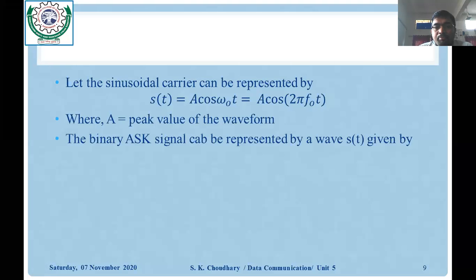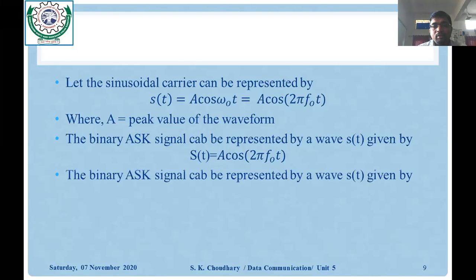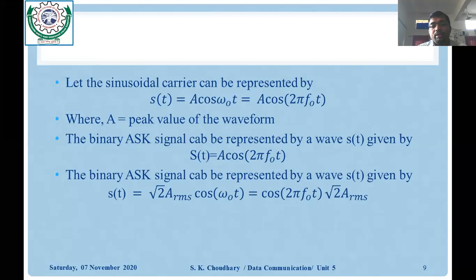Where A is the peak value of the waveform, and the binary ASK signal can be represented by the wave s(t) given by s(t) = A cos(2 pi f naught t). Only the amplitude is modified according to the value of the incoming binary signal, the rest of the things would be the same. So the binary ASK signal can be represented like this. A is what? It is the peak value of the signal. So we know how to represent the peak value. Suppose this is the sinusoidal signal. Okay.